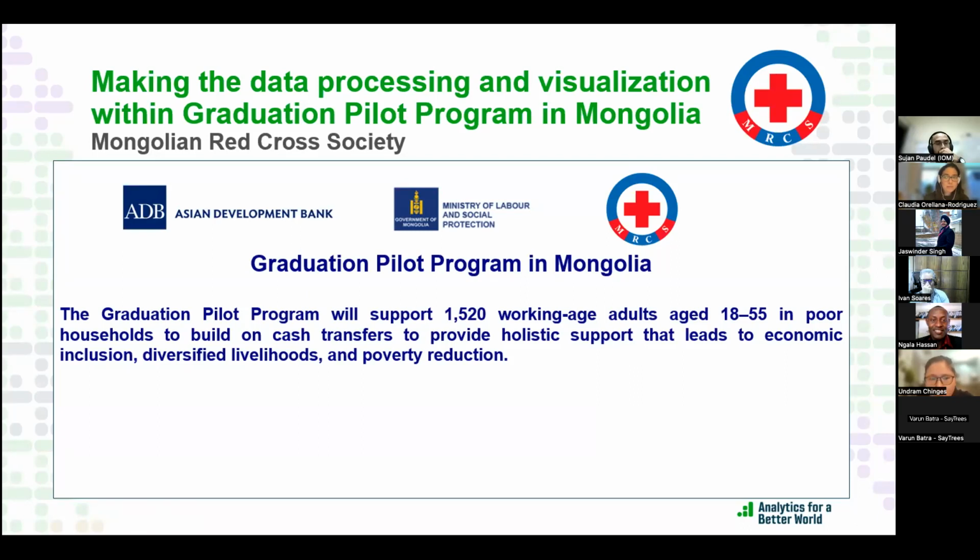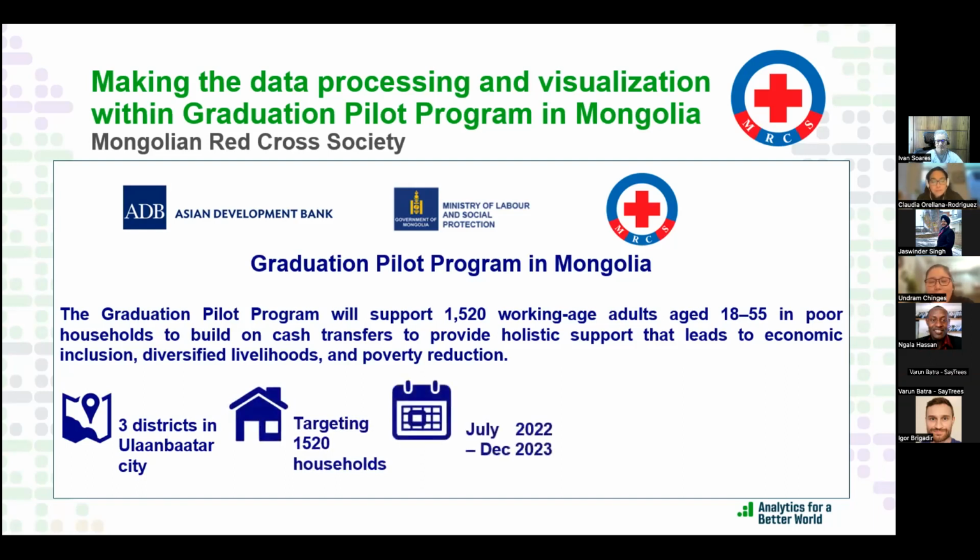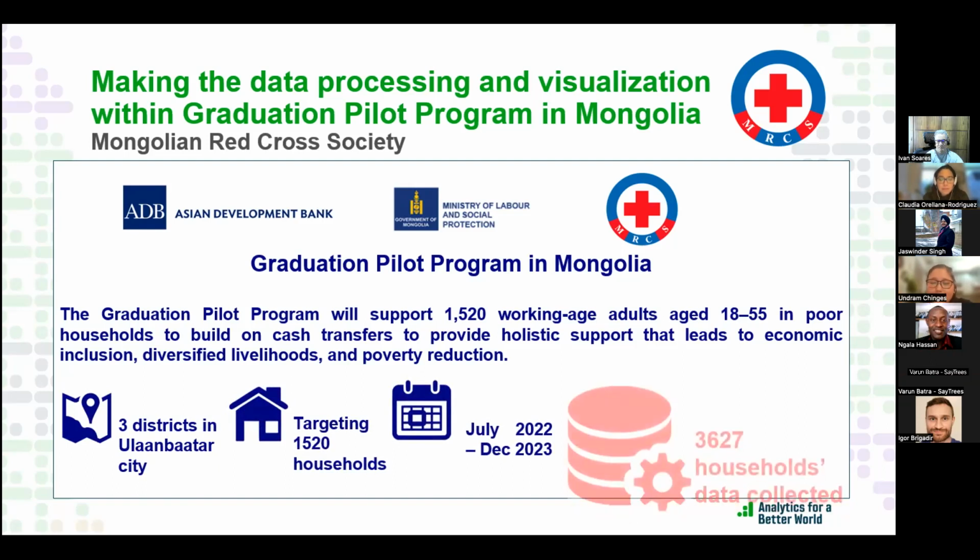This program's goal is to build on cash transfers to provide holistic support that leads to economic inclusion, diversified livelihoods, and poverty reduction. The program is being implemented in 3 districts in Ulaanbaatar City, targeting 1,520 households, and will be implemented until the end of next year.